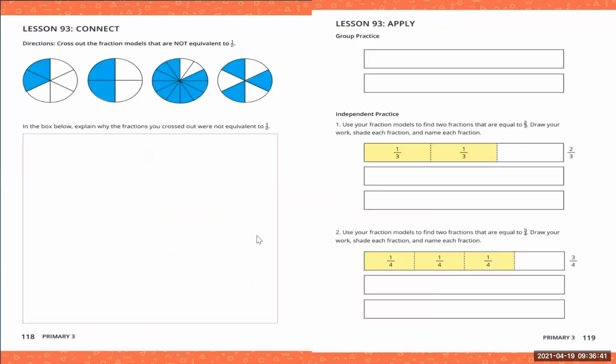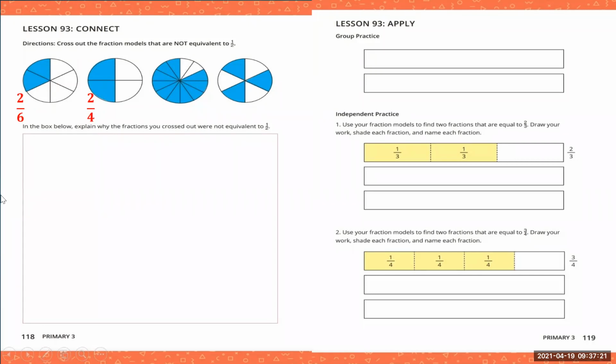Focus with me now. I have here some circles. I want to know which of them is equivalent to half and which is not. Here, the first one, we have just 2 colored parts out of 6. If we divide it into halves, will this be equal to half? No, it's not equal to half.